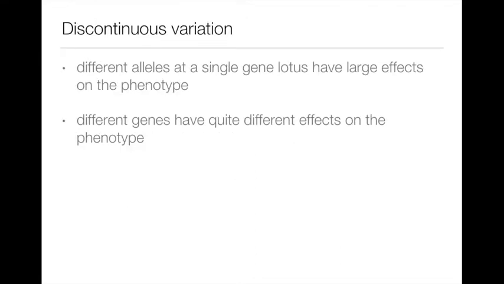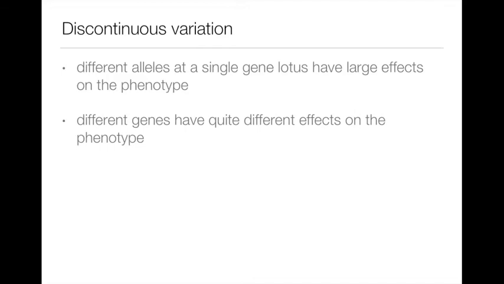Both qualitative and quantitative differences in phenotype may be inherited. Both may involve several different genes. However, there are important differences between them. In discontinuous qualitative variation, different alleles at a single gene locus have large effects on the phenotype, while different genes have quite different effects on the phenotype.